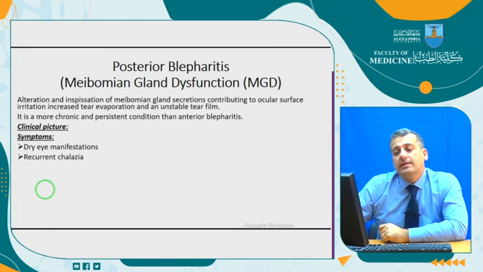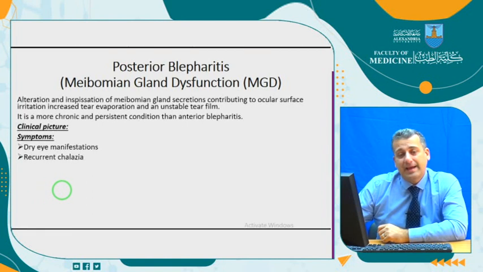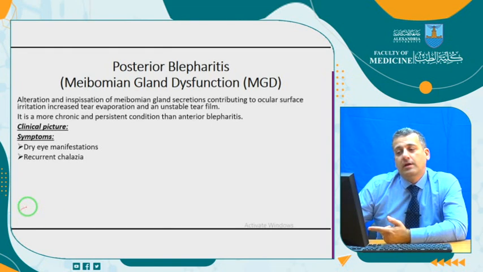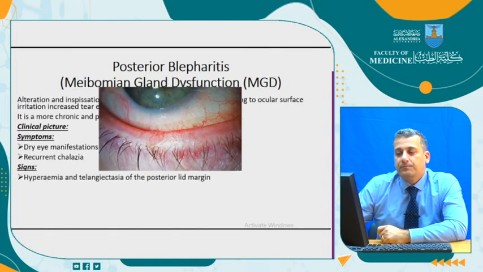There will also be recurrent chalazia. As you said, chalazia are a chronic inflammatory process in the meibomian gland, so the presence of meibomian gland dysfunction can lead to recurrent chalazia. The signs: there will be hyperemia, meaning redness of the posterior lid. Telangiectasia means abnormal vessels. As you can see here, these vessels are telangiectatic. They are not normal vessels of the posterior lid margin. So this is a picture of posterior blepharitis.